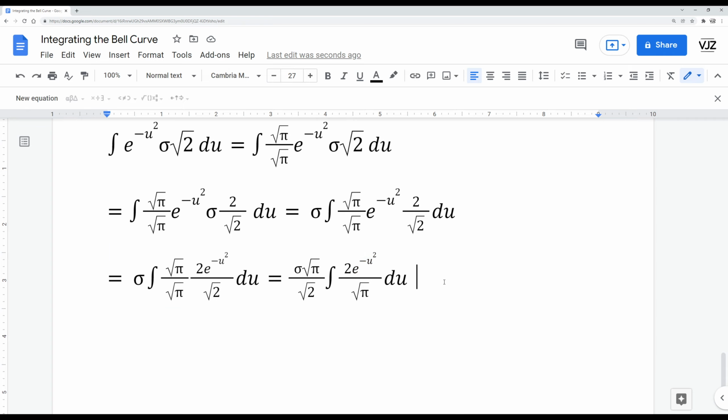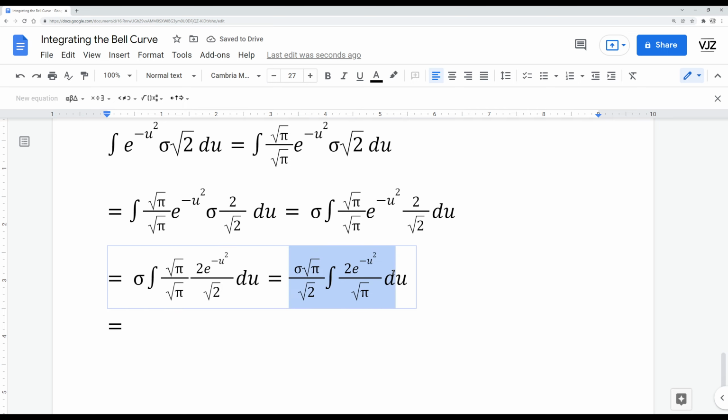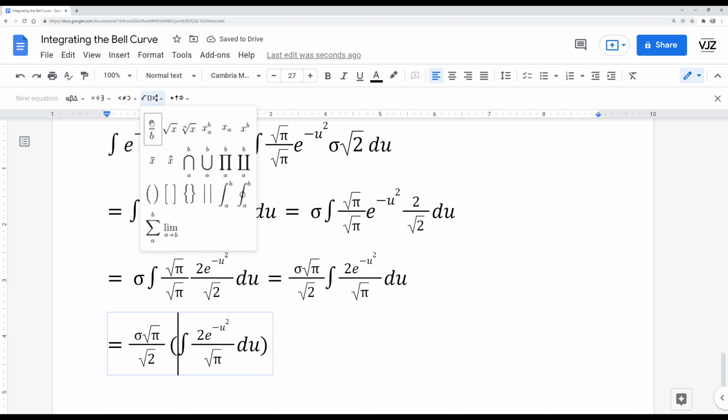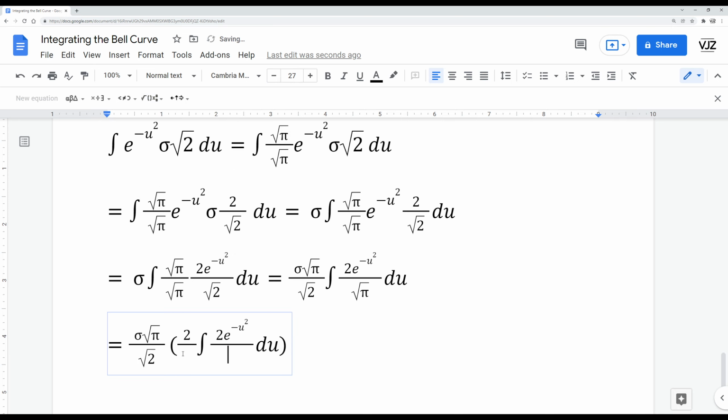So now what we can do is we have this constant and this constant right here. I think this is where the eureka moment comes to most people: let's copy this right here because they're equal, and let's add in parentheses here, and let's take this and this out. Okay, 2 square root pi, that disappears to become this.